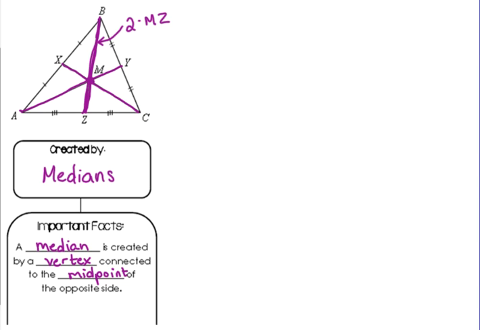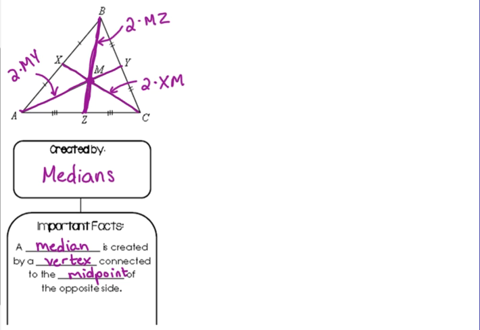The same thing applies for CM. CM is the longer part of this line. It is 2 times XM, or MX, however you want to name it. Same thing applies to AM. It is 2 times as long as MY. It looks like it in the picture too, so that kind of helps.